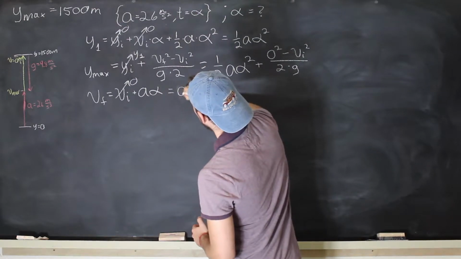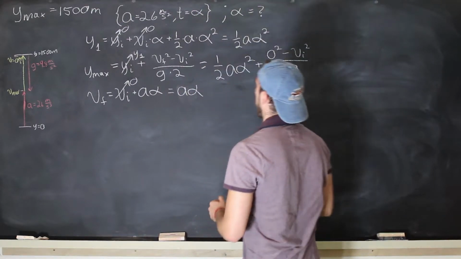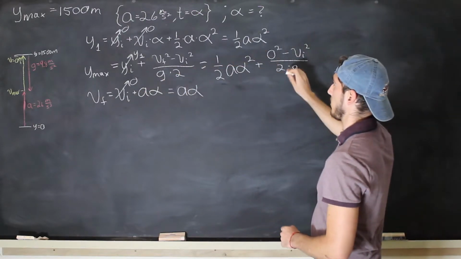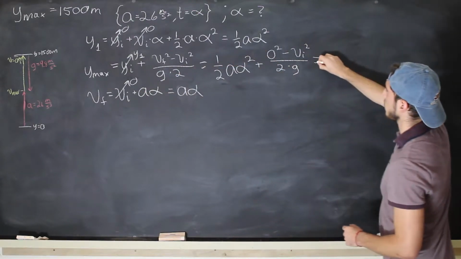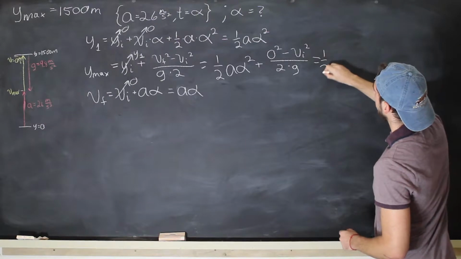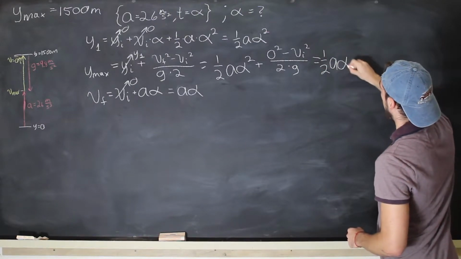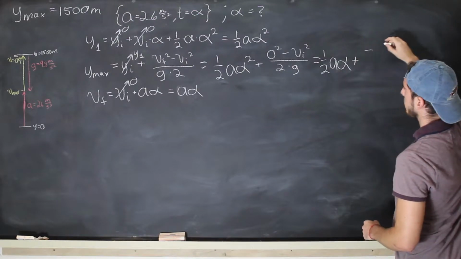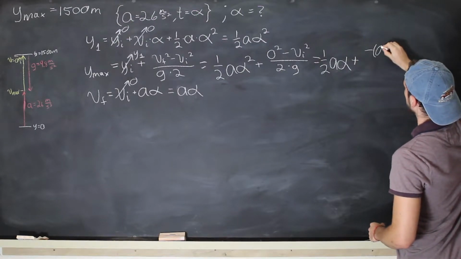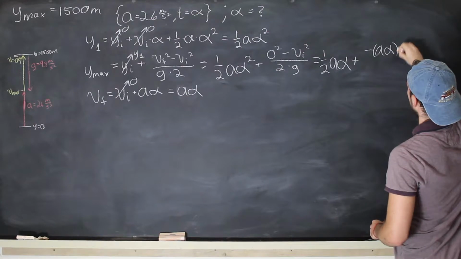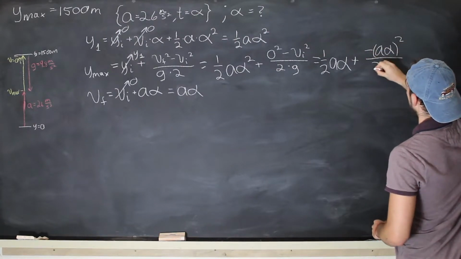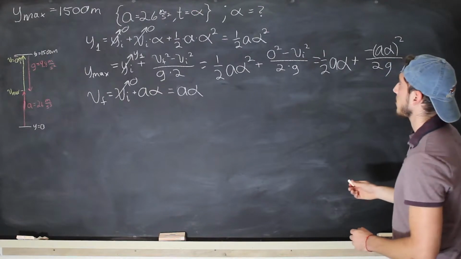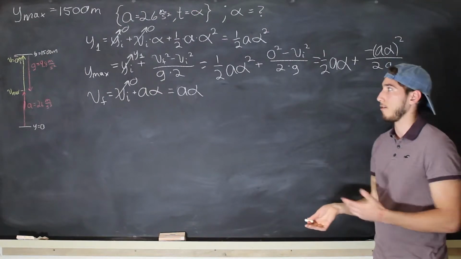So v is equal to acceleration times time alpha. But our v final in phase 1 is the v initial in phase 2. So this is going to be equal to 1/2 acceleration alpha plus negative acceleration alpha squared over 2g. Now, all that's left to do is some algebra to calculate alpha.